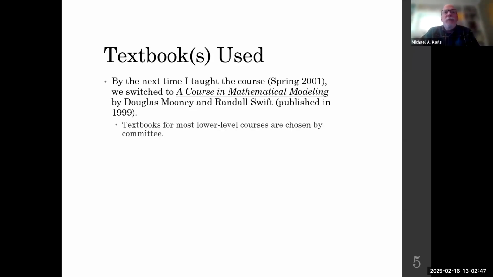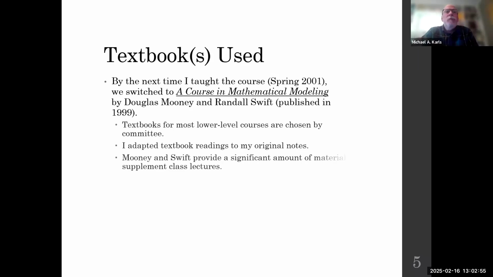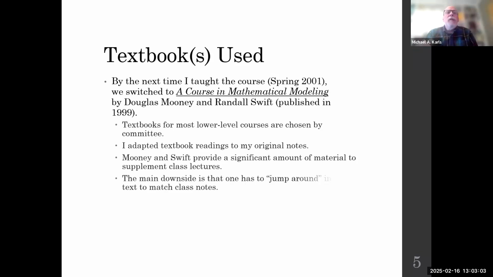And at Ball State, textbooks for most lower level courses are chosen by a committee. And so that's what the committee had chosen. So I adapted textbook readings to my original notes. And Mooney and Swift provide a significant amount of material to supplement class lectures. The downside is that you have to jump around in the text to match class notes. So if I wanted to use my notes as they were, I had to jump around in the text quite a bit.